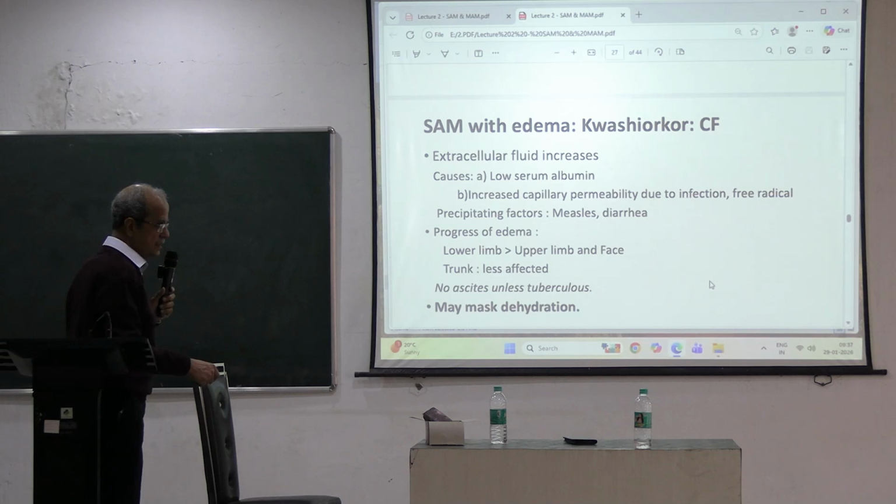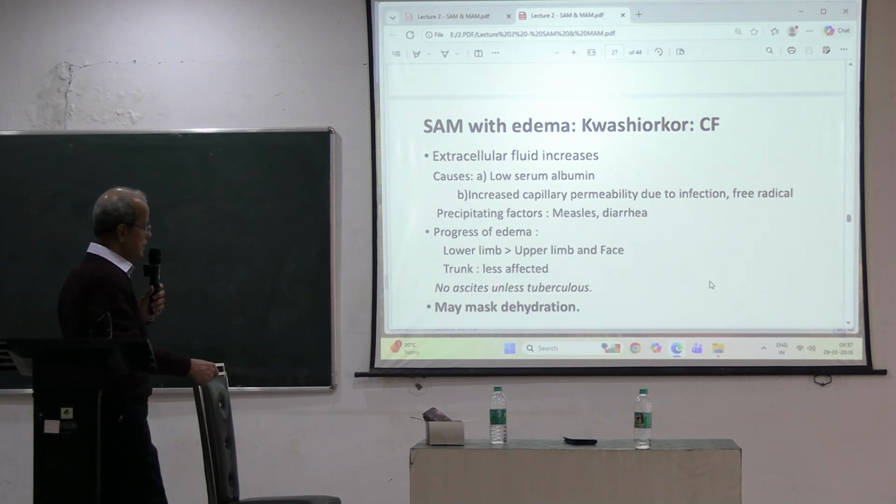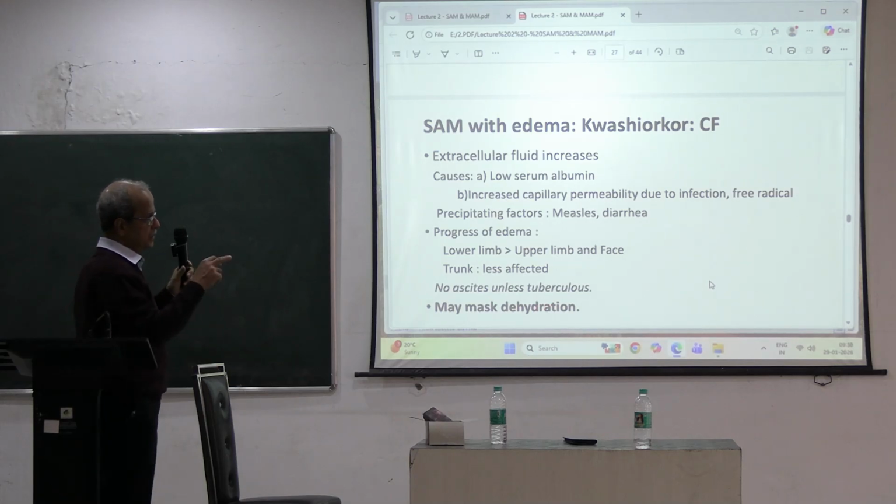You know what is ascites? Free fluid in the peritoneal cavity. Usually there is no ascites unless there is tuberculous infection and tuberculous ascites. And a kwashiorkor child, if you look for the first time, may look more of a chubby child. It's mota shota dekhte lagbe bachchatake. Ebong dehydration is often masked because of the subcutaneous edema.